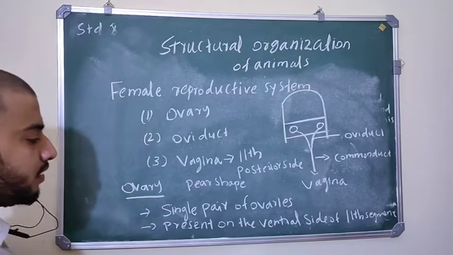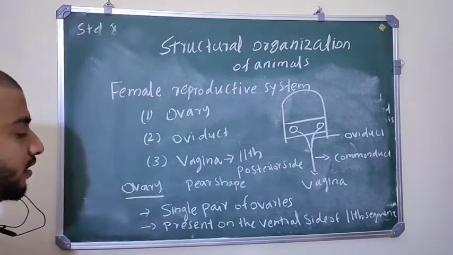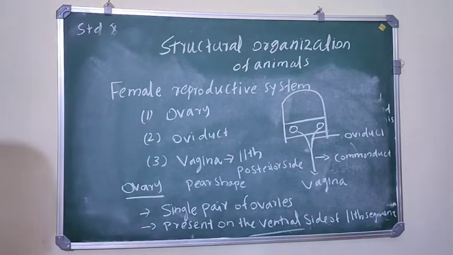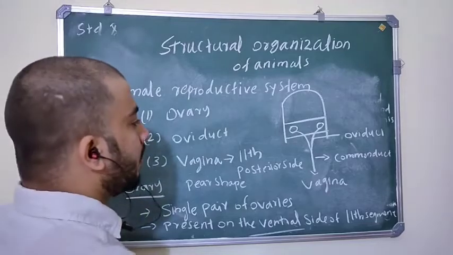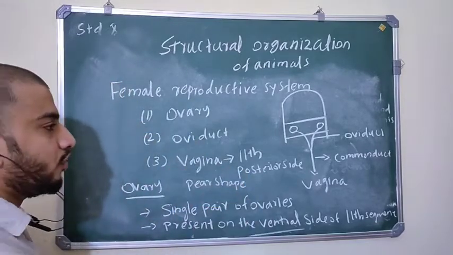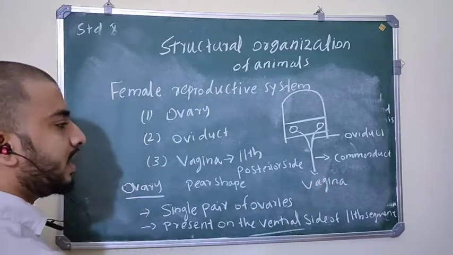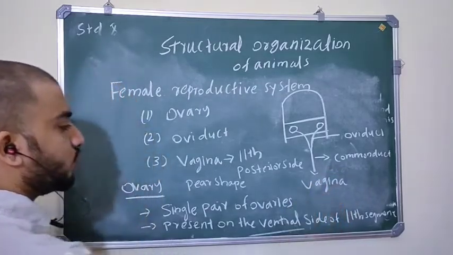Where is this ovary present? On the 11th segment, ventral side. And how many ovaries are present? Only one pair of ovaries are present, and these ovaries form oviduct, and this oviduct combines and forms common duct, and this common duct finally leads to vagina.